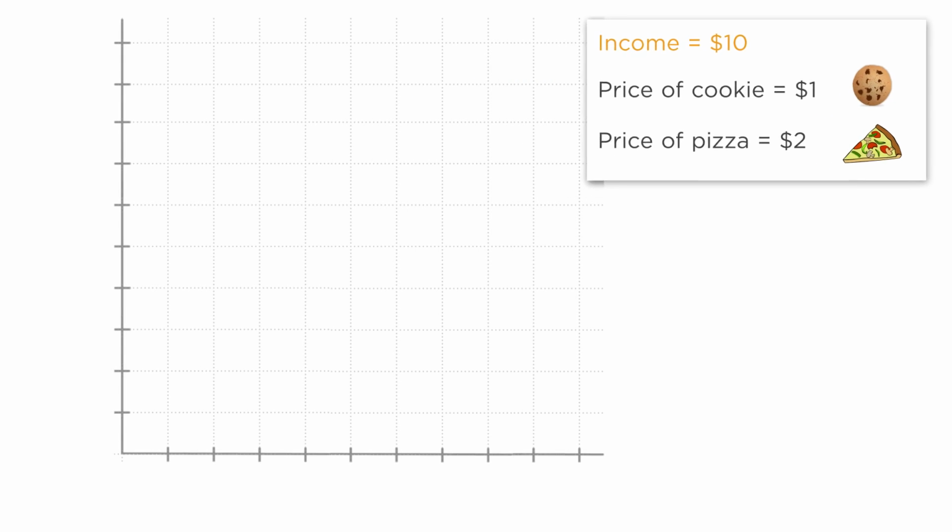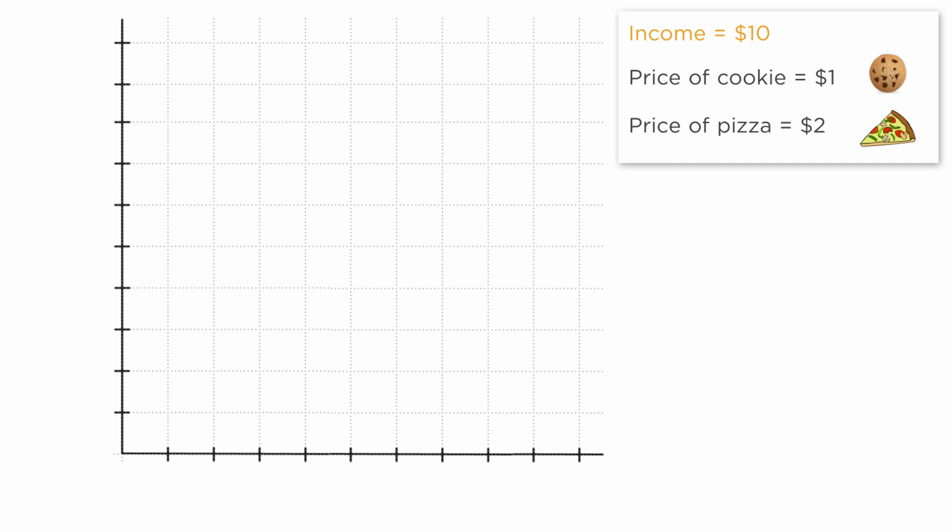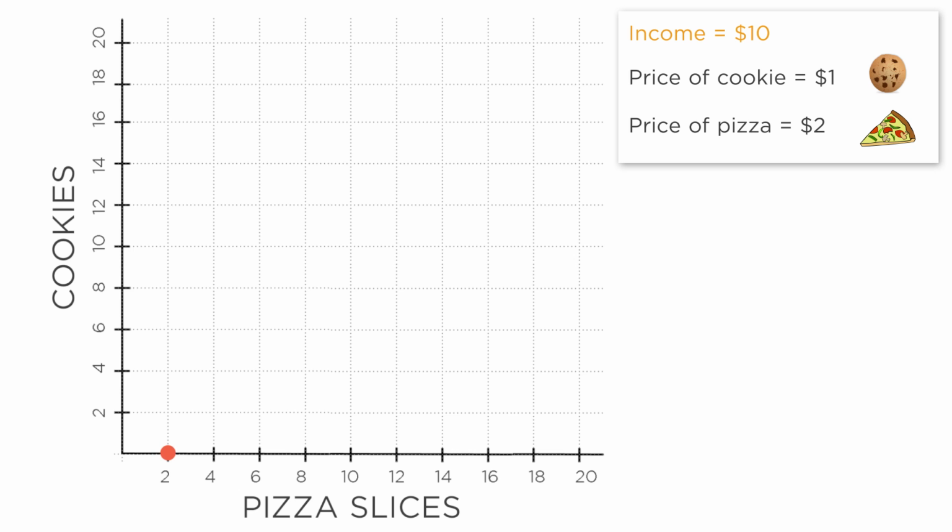Now let's return to our graph that showed the decision between pizza and cookies. On the horizontal axis, we have the number of pizza slices. This point here means buying one pizza slice. This point means buying two pizza slices, and so on. On the vertical axis, we have the number of cookies. So this point is one cookie, this point is two cookies, and so on.